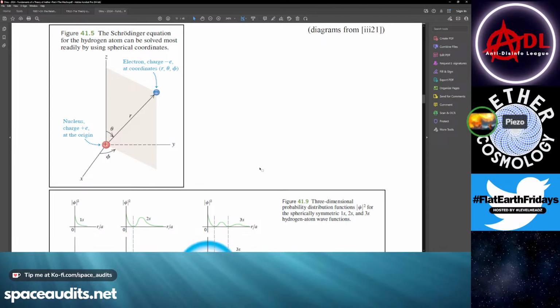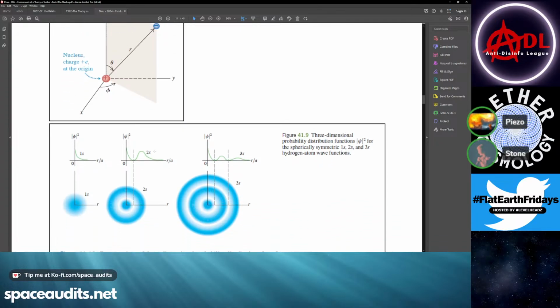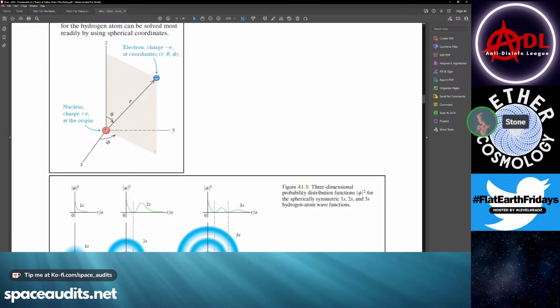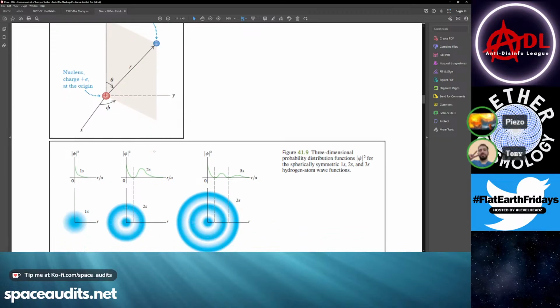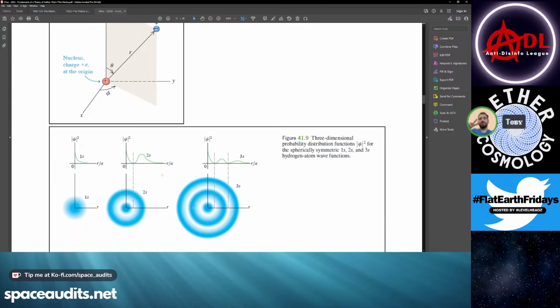The Schrodinger equation for the hydrogen atom can be solved most readily by using spherical coordinates. Nucleus charge plus E at the origin, electron charge minus E at coordinates. Okay, that's there. Yep, see, there's theta and phi, and in the solar system, we only have phi. We don't have theta. Yeah, 3 axes versus 2. Well, they throw in just a tiny bit of phi every now and then, but only on the rotational axis. I guess really they go past phi, right? They start getting into a bunch of extra variables because they're like, oh, we have to have this wobble, and this wobble.